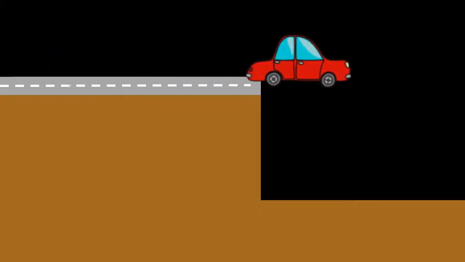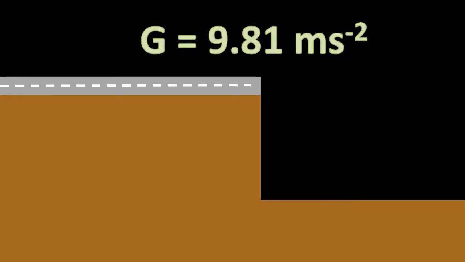Gravity is a force. When a force acts on a body of mass, it causes the body to accelerate. This is why when our car drives off the cliff, it rapidly increases its downward speed. Gravitational acceleration happens at 9.81 meters per second squared.